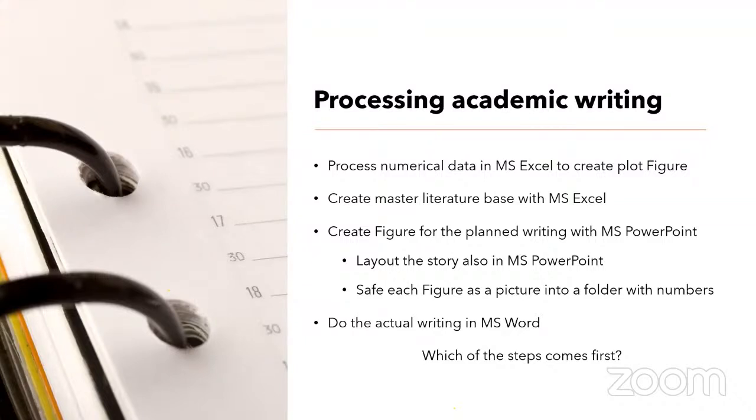So when you have processed all of the images, then you have created figures out of them for your writing. Then you would have numbered them 1, 2, 3, 4, 5, 6, as the case might be, until the last image. Then do the actual writing in MS Word.